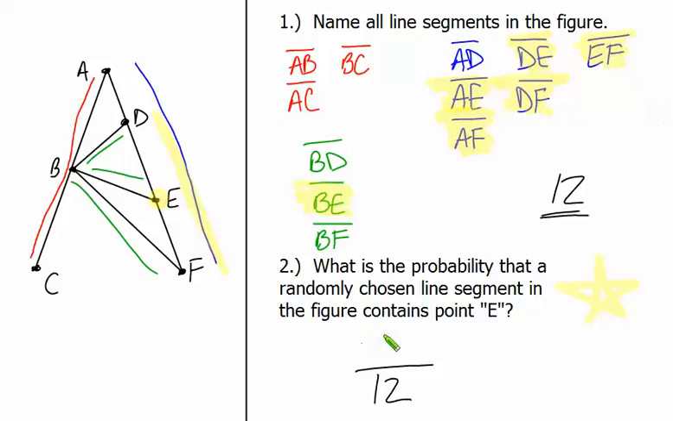So now count it up. How many segments contain point E? 1, 2, 3, 4, 5, 6. 6 of those line segments contain point E. There are 12 total. Simplify it and write it as a simplified fraction. 6 over 12 simplifies to 1 over 2.